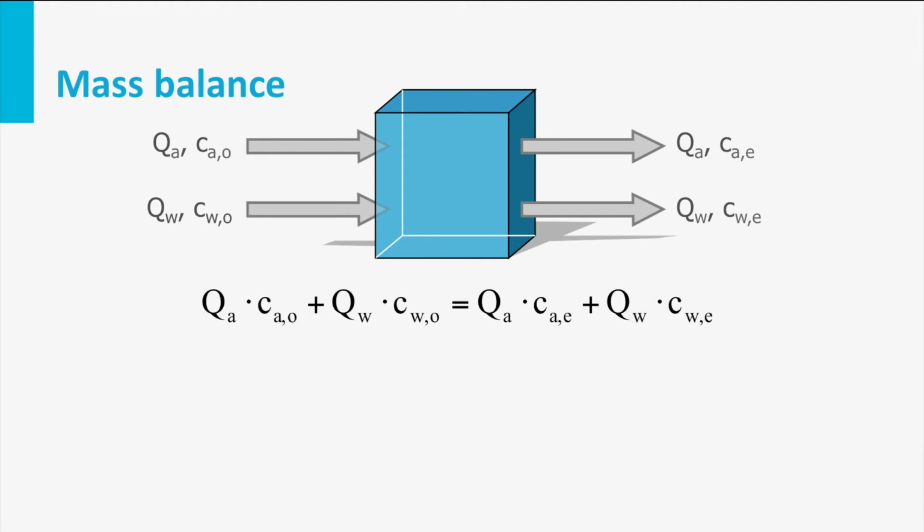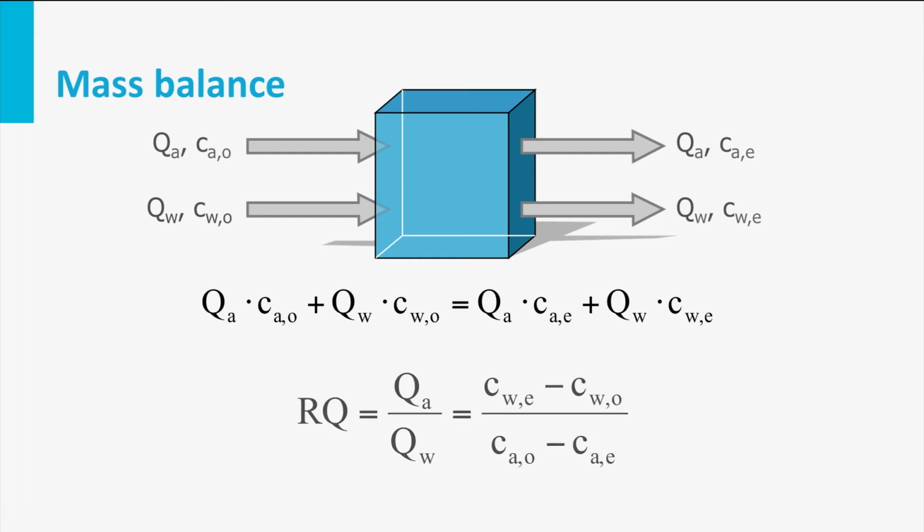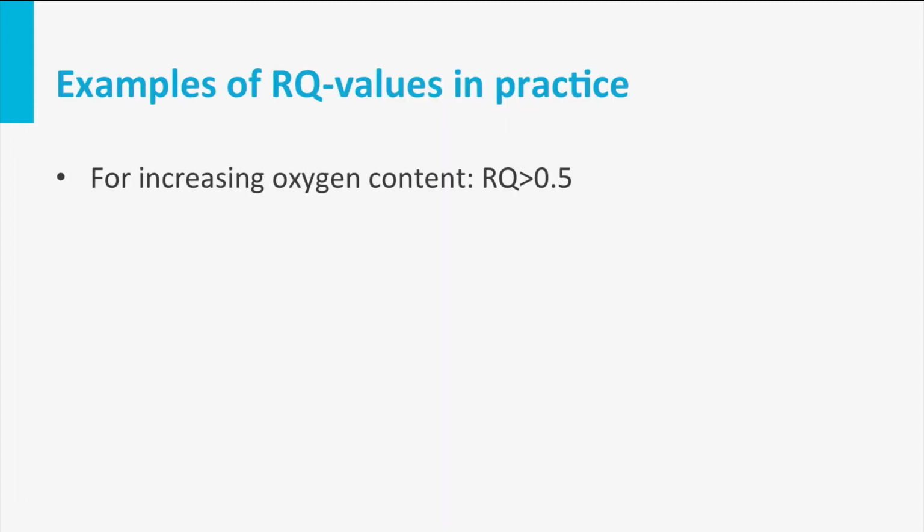According to the mass balance, the gas mass that is removed from the water is equal to the gas mass that is transported to the air. Therefore, the volumetric air-water ratio per time unit is of importance. This air-water ratio is called RQ. RQ is calculated by dividing the air, or gas flow, by the water flow. In practice, an RQ of 0.5 is required for an increase in the oxygen content, which is 15 times more than the 33 milliliters that is theoretically needed.